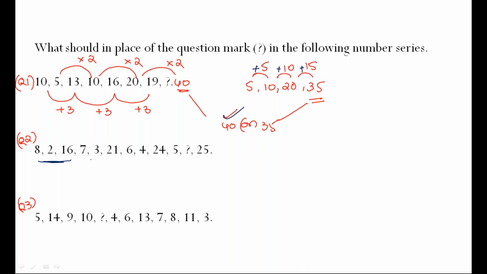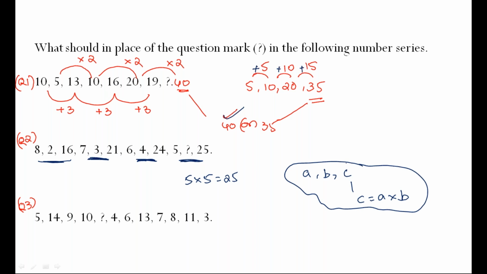Yes, 8 2s are 16, 7 3s are 21, 6 4s are 24, 5 5s are 25. Here A, B, C: C is equal to A into B. That's how they design the question. This also looks like increasing and decreasing. Now see this: 2, 3, 4, 5. 2 here, 3 here, 4 here, and here 5 we will get.